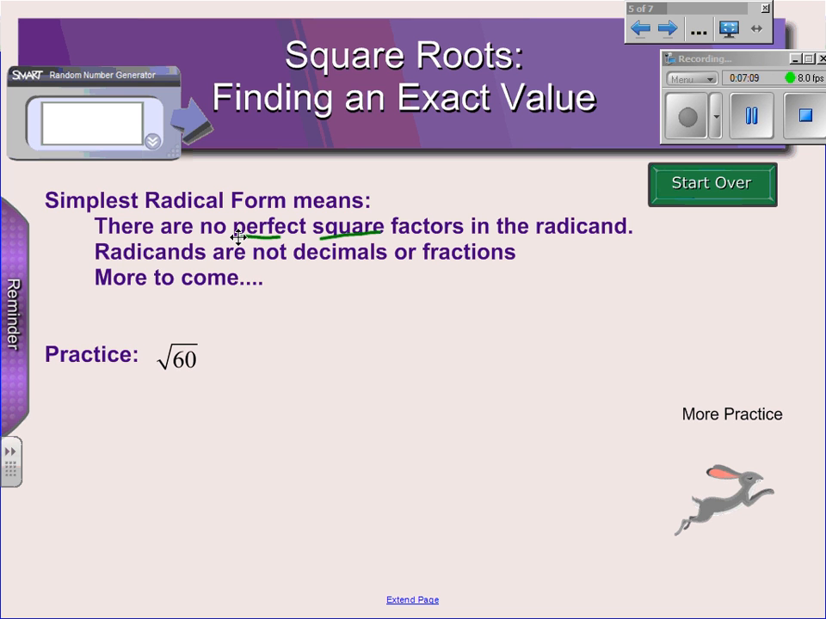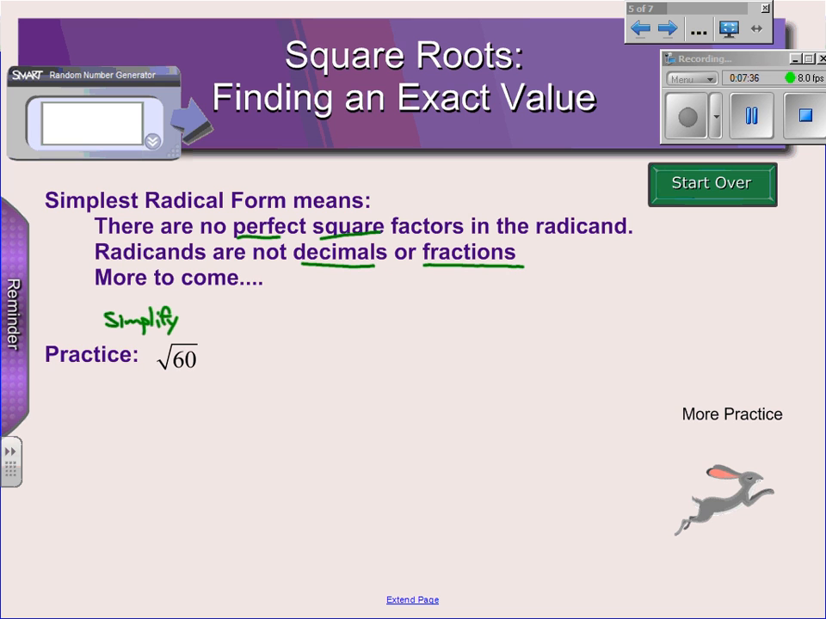Radicands are neither decimals nor fractions. All right. So practice the directions, like on your homework tonight, will say simplify. And then you have to do something like the square root of 60. All right, not using your calculator, not estimating, putting it in simplest radical form.